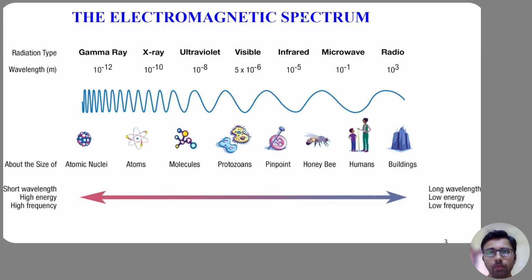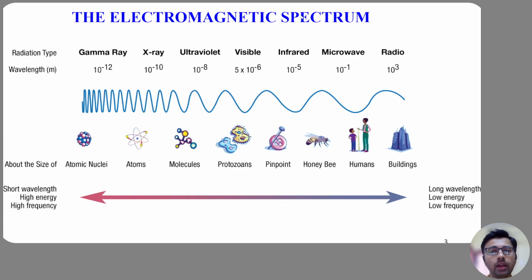At the extreme, high energy end, we find gamma rays. These have extremely short wavelengths, approximately 10 to the power of minus 12 meters. Because of their very short wavelength, they possess extremely high energy.